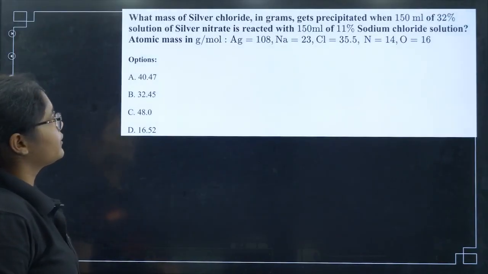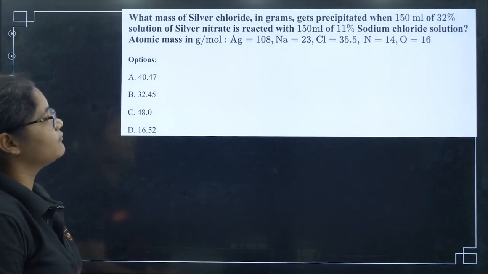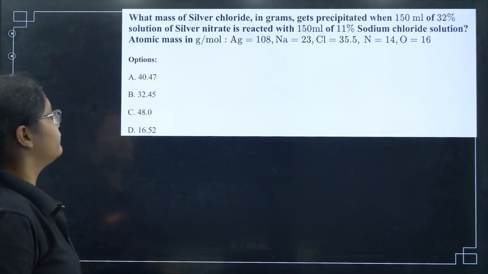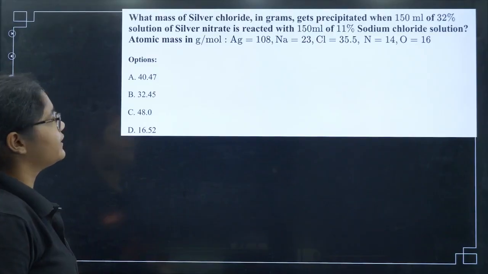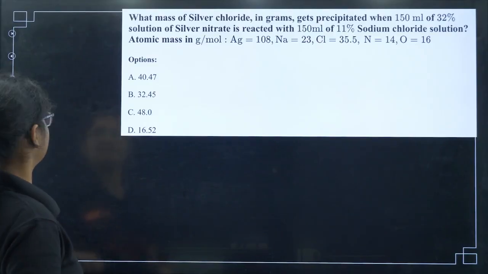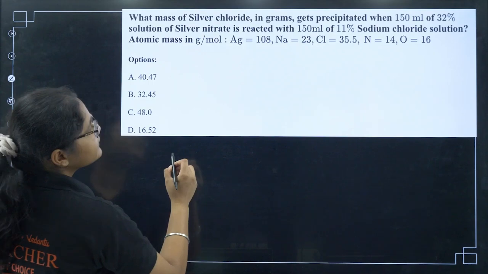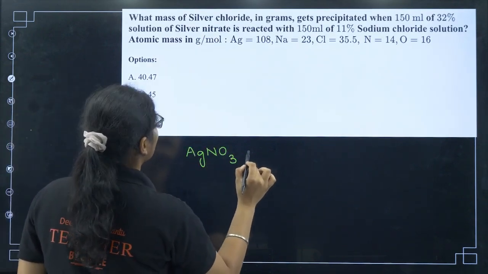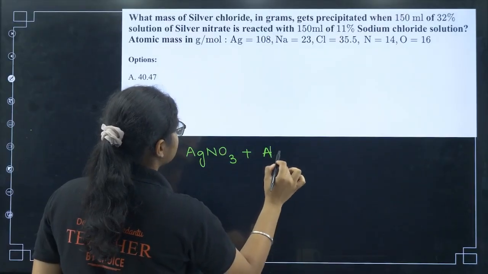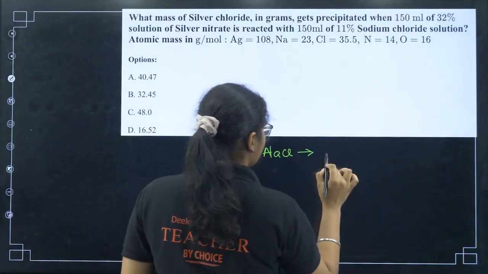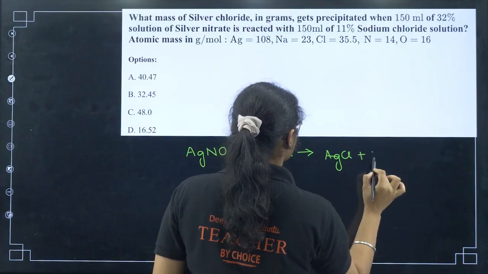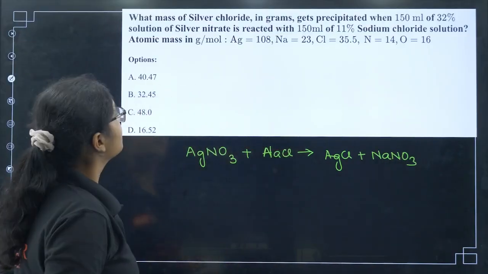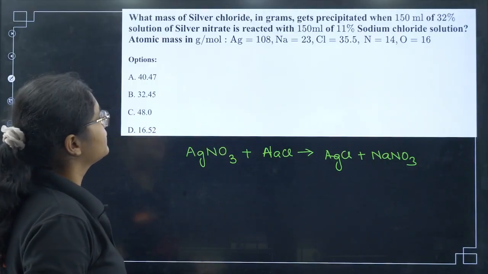Next, the mass of silver chloride in grams precipitated when 150 ml of 32% solution of silver nitrate is reacted with 150 ml of 11% sodium chloride solution. So we have a reaction like this: silver nitrate is reacting with NaCl to give AgCl plus NaNO3.